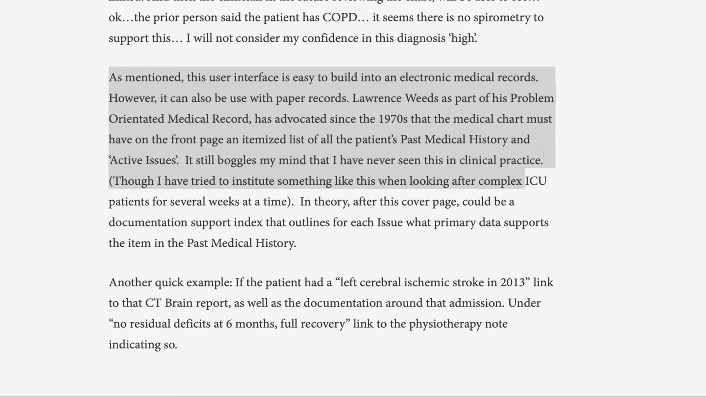And then, in theory, after this list, you could have an index which has all the primary source documentation. And so even if you had a patient who had only a paper medical record, you could still create a very easy way to associate issues in the past medical history with the original source documentation. And I tried to actually do this once when I was on ICU with very complicated patients that I was looking after for several weeks in a paper-based system, and it worked.